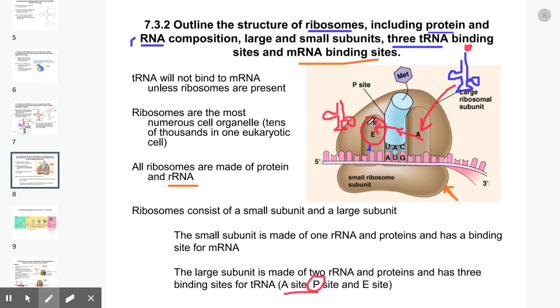So that's all you really need to know about a ribosome. It's made of ribosomal RNA that has some proteins in it. There's a large and a small subunit, a place for messenger RNA to bind, and our three sites for our transfer RNA.